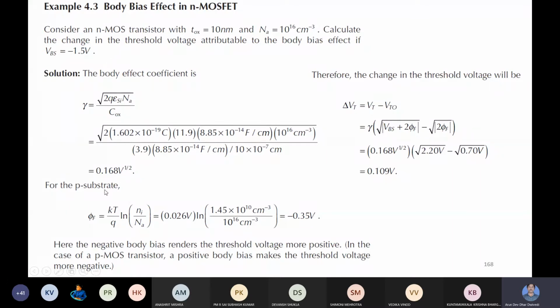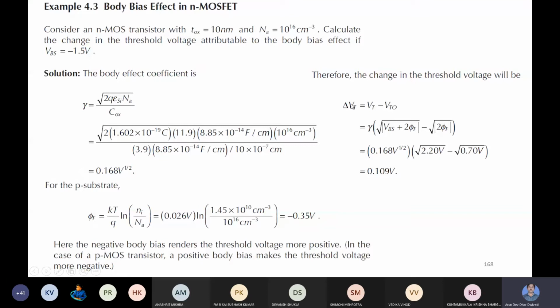For the p-type substrate, because here you are considering NMOS, the substrate is p-type, so phi f is calculated as kT by q ln Ni by Na. kT by q is the thermal voltage, 0.026 volt, and then ln Ni by Na. So you are calculating this much. Then phi f is also known, and the gamma factor is known.